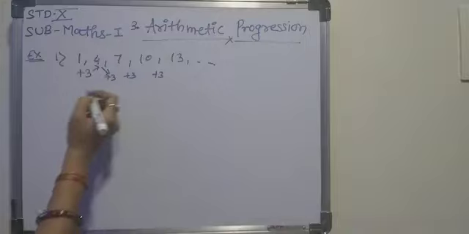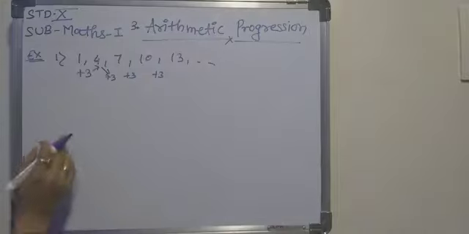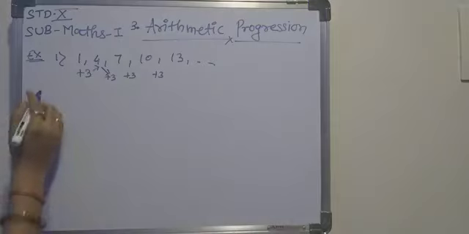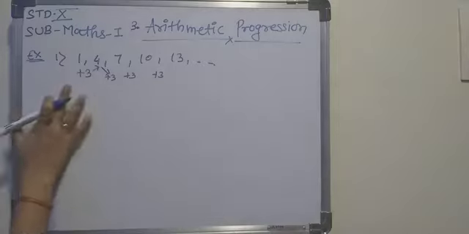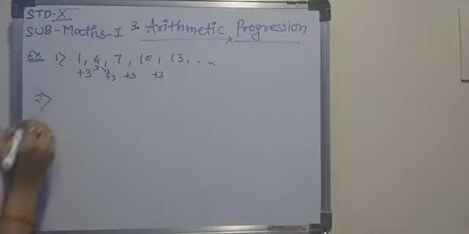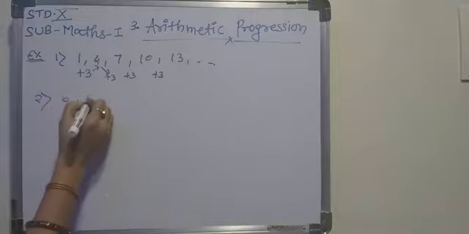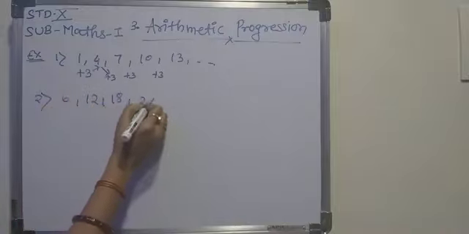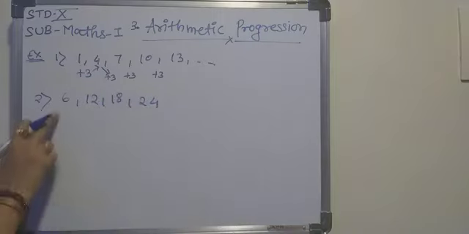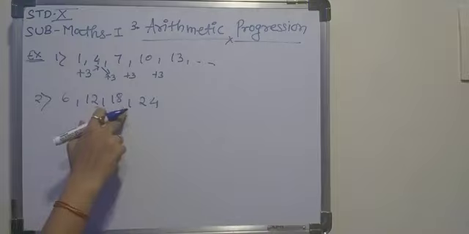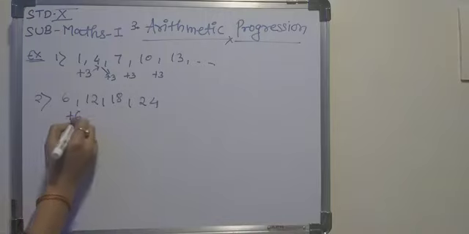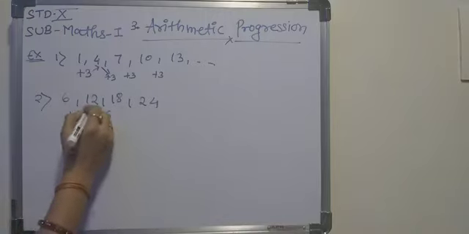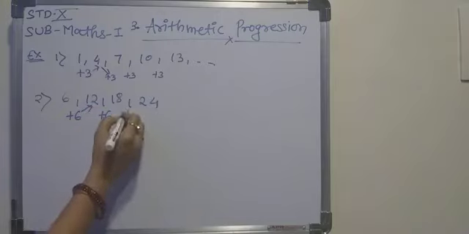So here you are getting a rule. Addition of 3 means Tn plus 3. Clear? Next. Second example. The second they have given is 6, 12, 18, 24. 6 2s are 12, 6 3s are 18, 6 4s are 24. So basically when you add 6 to the previous term, you get the next term. Clear? So here you are adding 6 to the previous term.